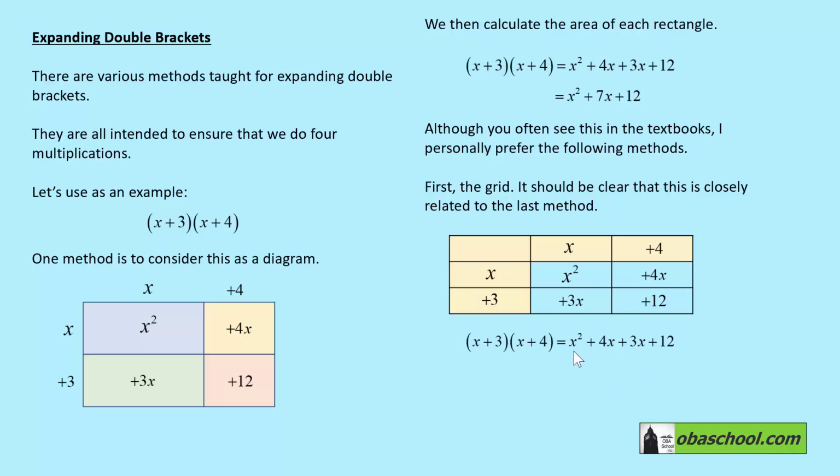Then in exactly the same way, we write out the terms that we found in the boxes, and we collect the 4x and the 3x together to give the same result we had before. The grid is a nice method, and it's very useful if ever you come across a situation where you have more than 2 things in the brackets.